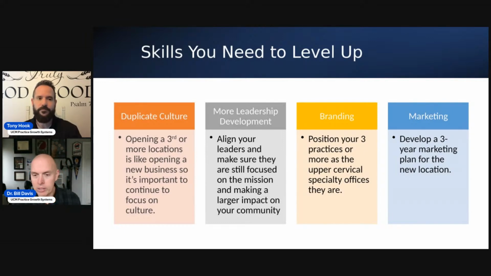And then the branding and marketing continue to be really important, right? Every time you add another location, your brand could be diminished or it could be advanced. And with the right plan in place, you can continue to extend your brand and make it more and more of an impactful thing within your community. And then developing that marketing plan, right? You've got to get the new patients coming in the door at the third location, fourth location, however many locations you want to do.